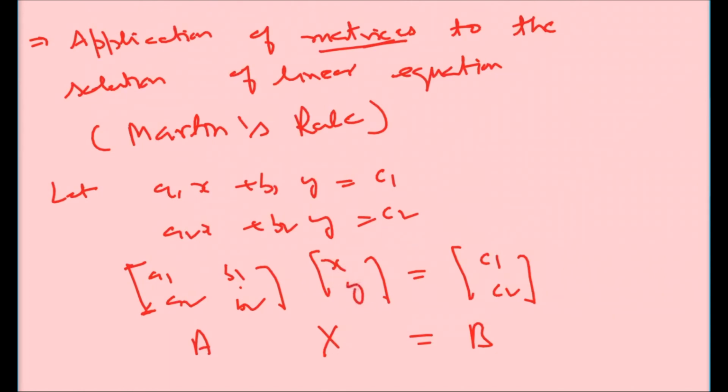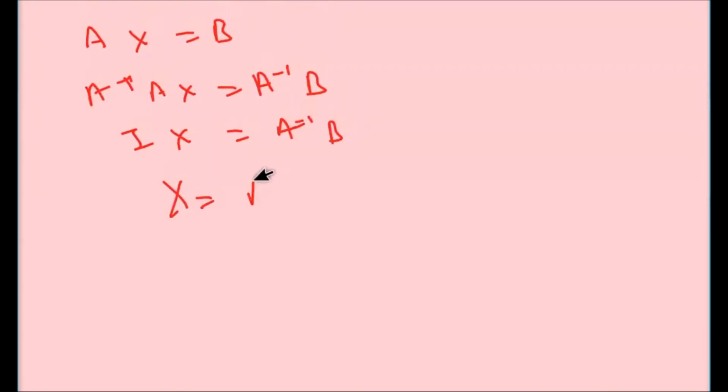Okay student, so we can get the value of x and y by this way: AX equal to B, and now we multiply by A inverse on both sides. What we get? A inverse AX equal to A inverse B, then it is IX equal to A inverse B. So X equal to A inverse B. And what do you know in the matrix method, that is 1 upon determinant A. So we are using determinant.